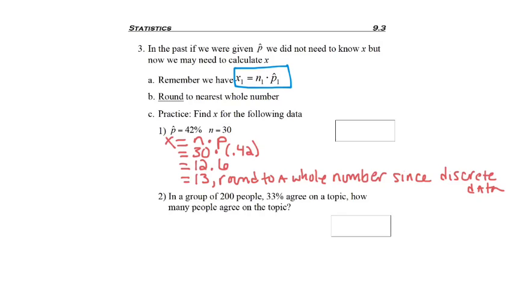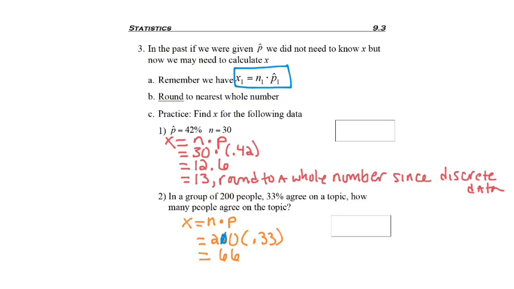Next problem. In a group of 200 people, 33% agree on a topic. How many people agree on the topic? We're going to need that x. So again, I start off with my formula, n times p. N is, I wrote 220, but it is 200, and I did the math correct. 33% of the population, let's go ahead really quick and make that a 0.33. And when I multiply those, I get 66.